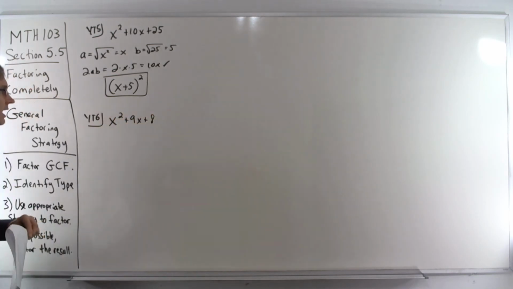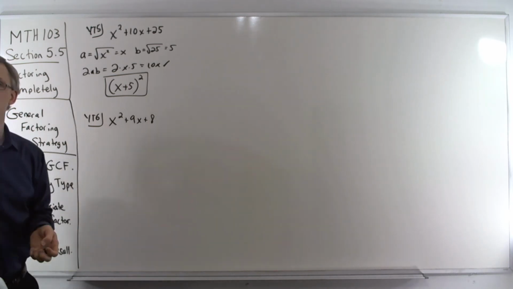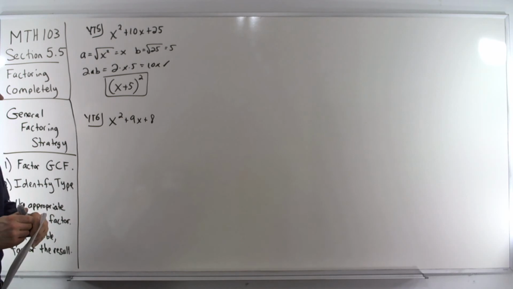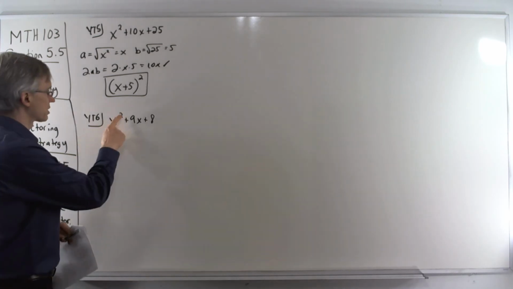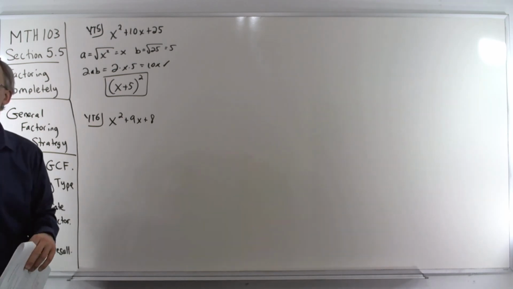x squared plus 9x plus 8. All right, 8 is not a perfect square, so this is not a perfect square trinomial. And the coefficient on the x squared term is 1, so this is an a equals 1 trinomial.